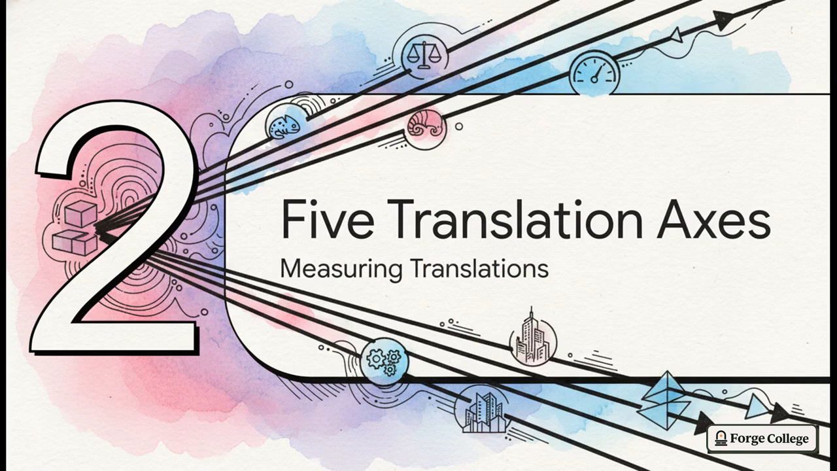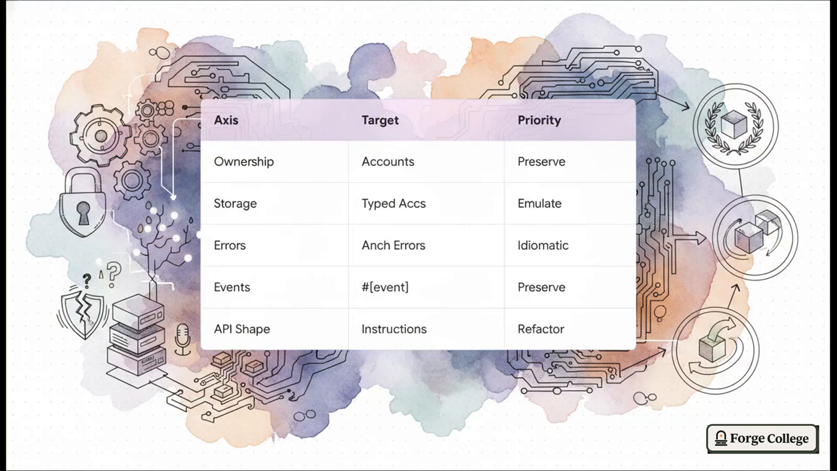Let's move to section 2, the 5 translation axes. To actually make that tough decision between fidelity and an idiomatic rewrite, we need a measurement system. Think of these as the baseline laws of physics for moving from Solidity to Rust and Anchor. We measure across 5 axes: ownership, storage, error handling, events, and API shape.